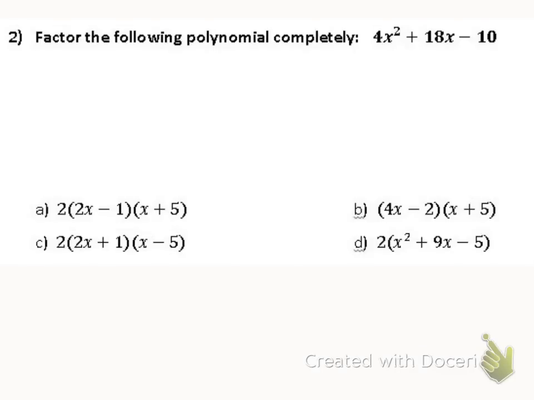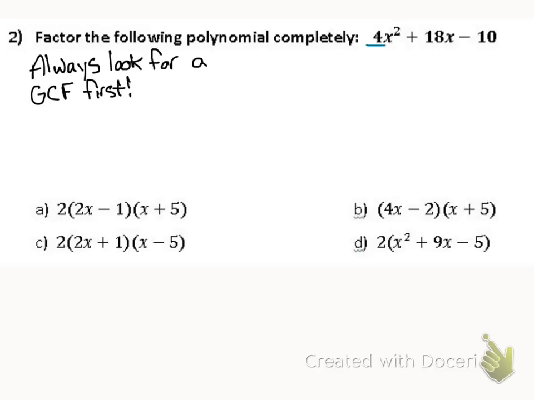On problem 2, we're supposed to factor the following polynomial completely. Anytime you factor a polynomial, you always want to look for a greatest common factor first. And so we'll take a look at each term in this polynomial. They don't share variables, but looking at the coefficients, 4, 18, and 10, those are all even numbers, so they're all divisible by 2. Factoring out a 2 leaves us with 2x squared plus 9x minus 5.